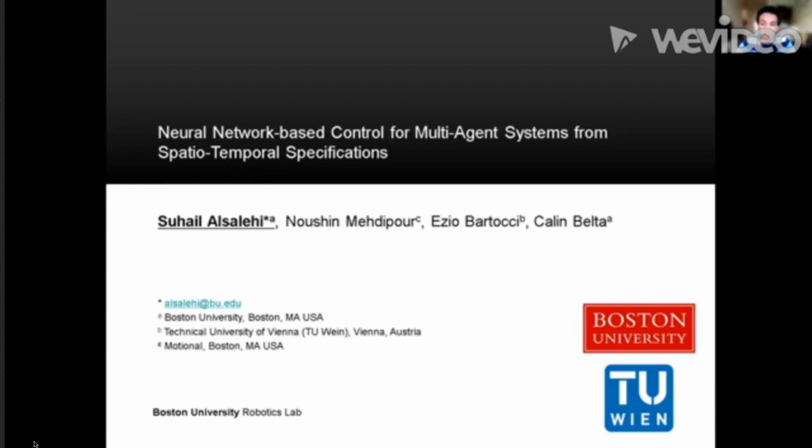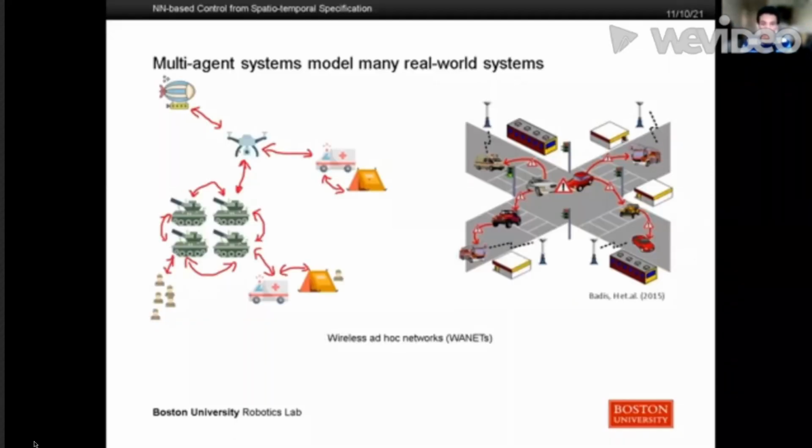In a nutshell, we propose a framework for solving control synthesis problems for multi-agent networked systems required to satisfy spatio-temporal specifications. Multi-agent systems are used as models in many applications, ranging from robotics to power networks, smart cities, and synthetic biology. An interesting class of multi-agent systems is wireless ad hoc networks. It's basically a team of agents connected wirelessly.